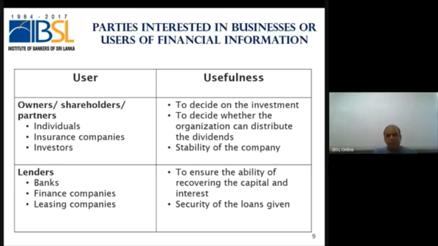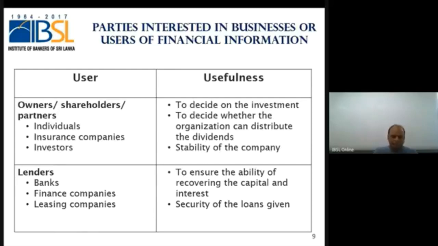Lenders to other companies. As part of the financial services that they provide, the banks lend money to the needy ones, or the people who require to borrow money. The banks will lend money to them. Now the banks, finance companies, and leasing companies are also interested in the financial information of a company.